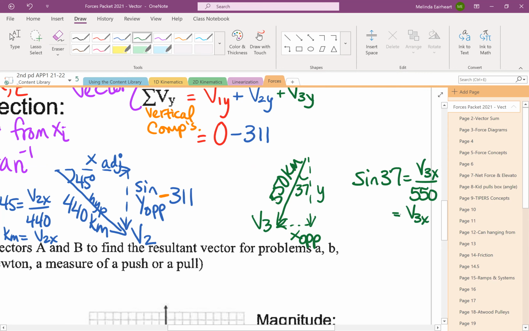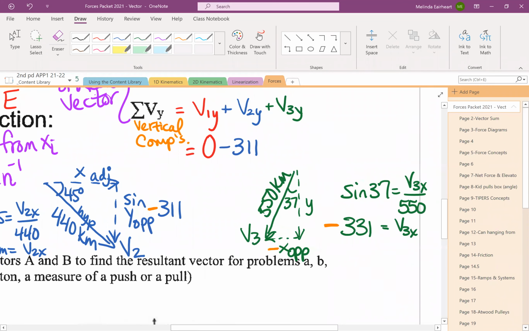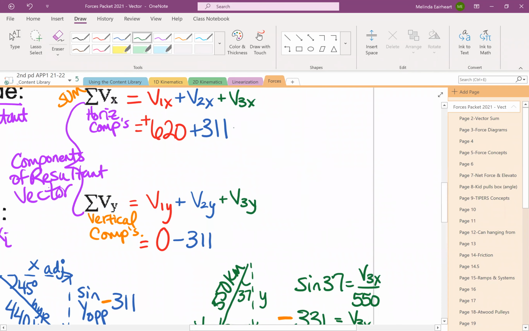And so multiply both sides by 550, and I get 331. Careful, 311, 331, careful. I already made that mistake, okay? But wait, there's more. It's west. What do we know about west? Negative. Got to make that negative. And so I'm going to go back up to my x statement and say plus a negative or minus 331. Now, yes, I'll do the math there, but hold on.